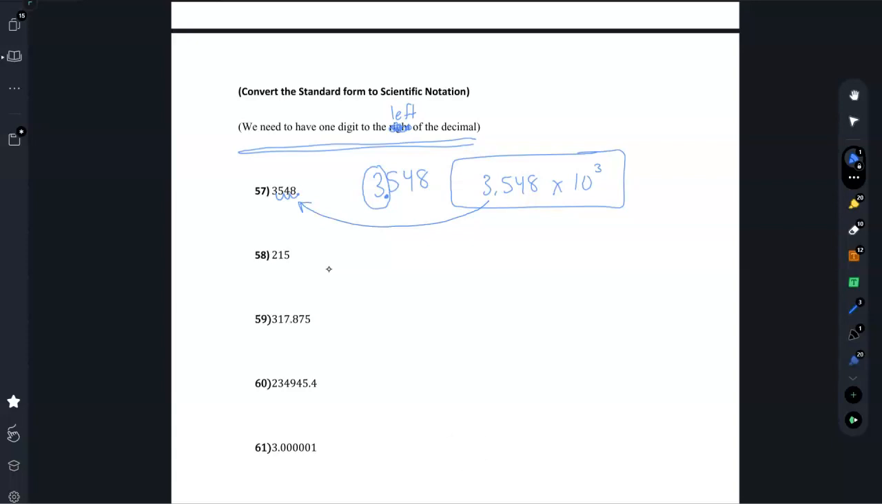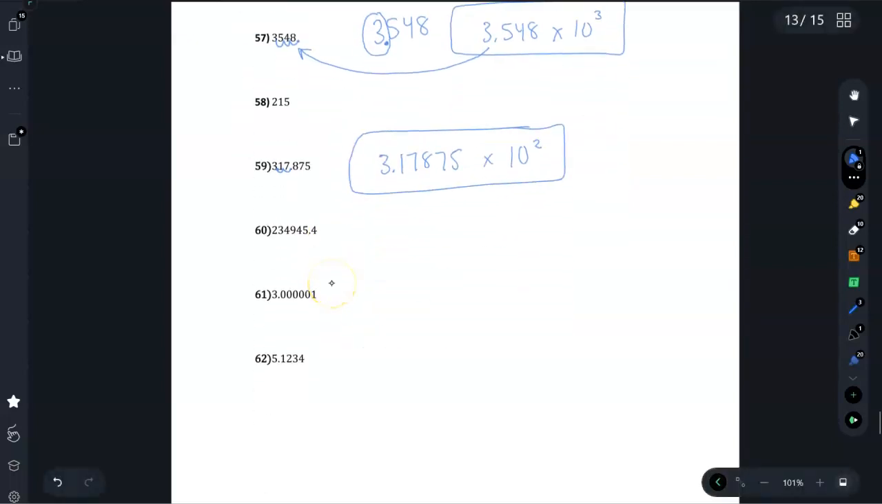So same thing here. How many times did I move? 1, 2. I moved 2 times to get there. So I have 3.17875. Since I moved 2 times, I'm going to multiply that by 10 raised to the second. 61. I'm already there, so I don't need to do anything.